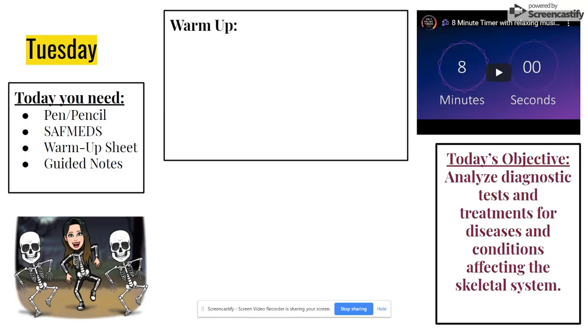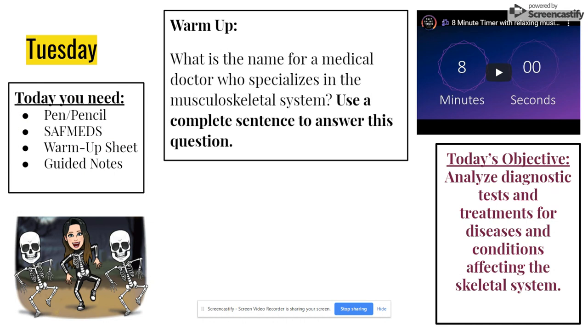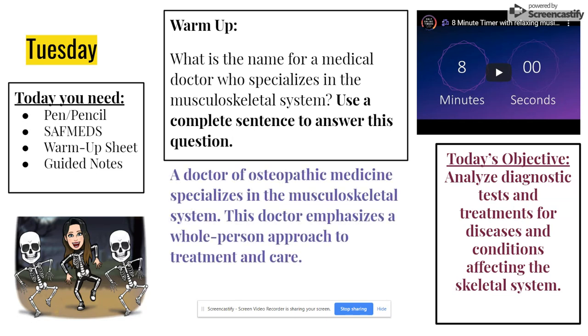Tuesday, we had a warm up. So, the question was, what is the name for a medical doctor who specializes in the musculoskeletal system? I want you to use a complete sentence to answer this question. I'll give you a couple seconds now. And you can pause this if you need a little bit more time. But the answer is a doctor of osteopathic medicine.